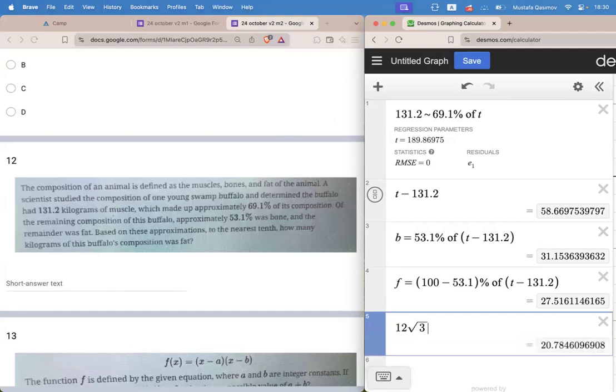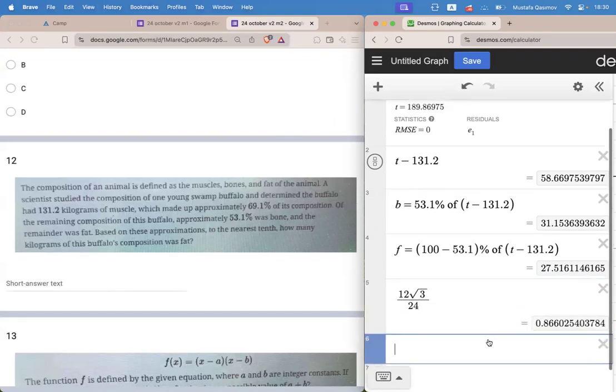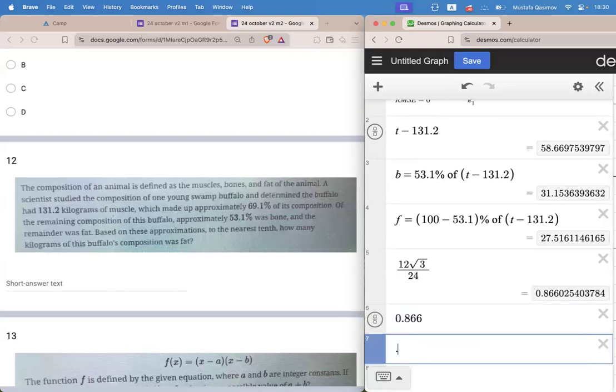12 square root of 3 over 24. Here you can write it like that. Yes, correct, and like this.